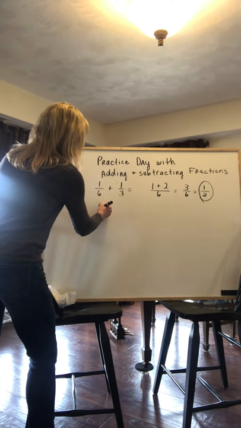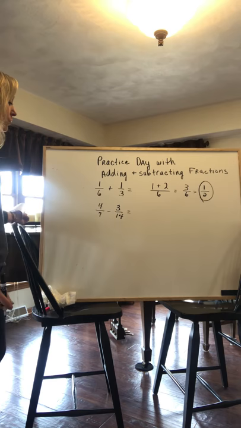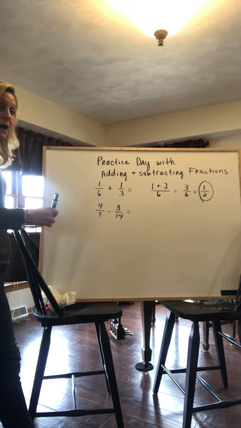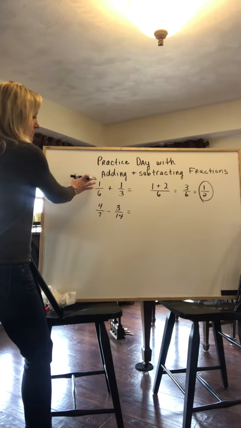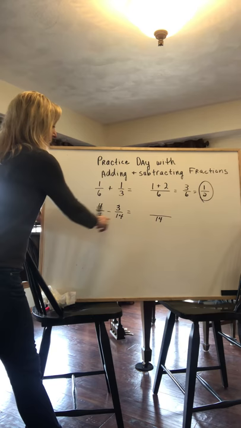I have 4/7 minus 3 over 14. So we are looking for the smallest number that 7 and 14 divide into. That result, kind of similar to what happened in my first example, is 14. Because 14 divides into itself, obviously, and 7 goes into 14 two times.